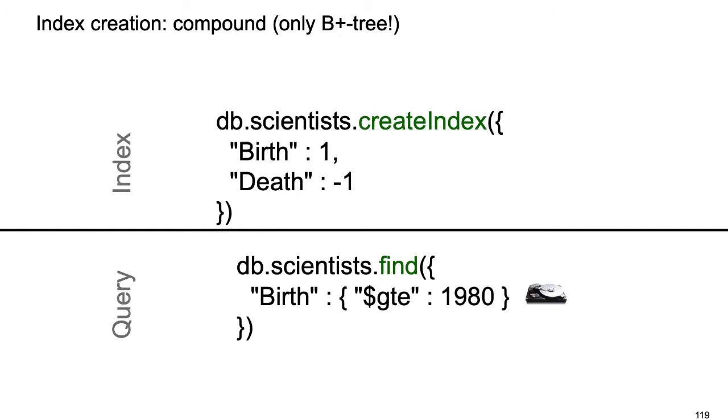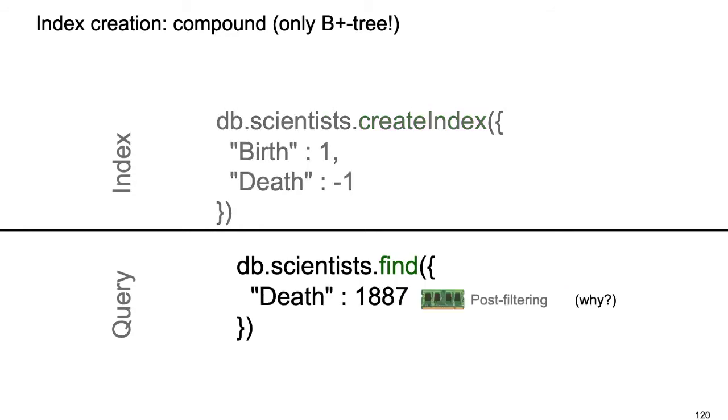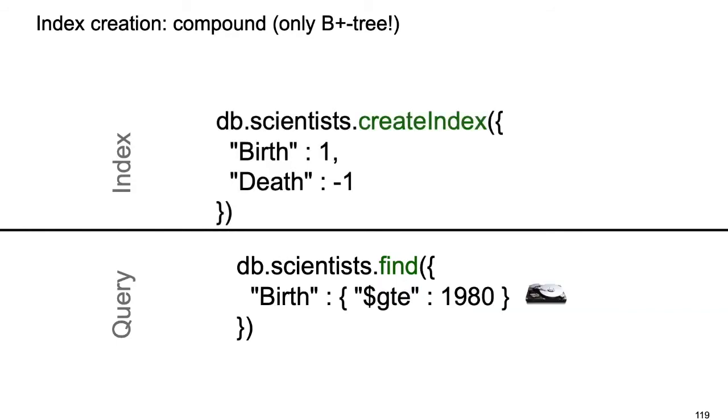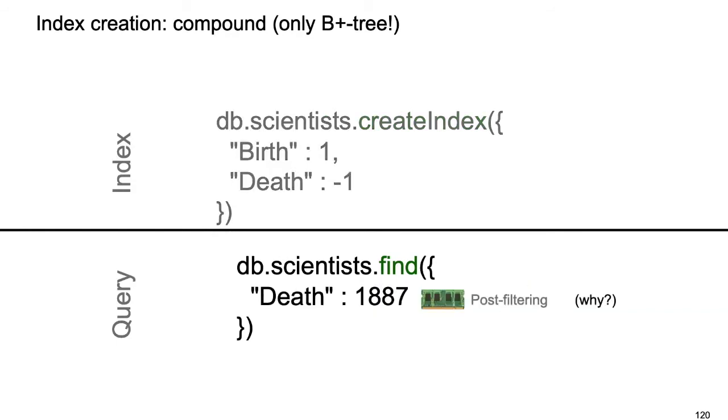Also like this, greater than, that also works with the index. This doesn't work. This doesn't work because here, what's important is that birth is a prefix of the index, but here, death is not, right? Because it's first on birth and then on death.